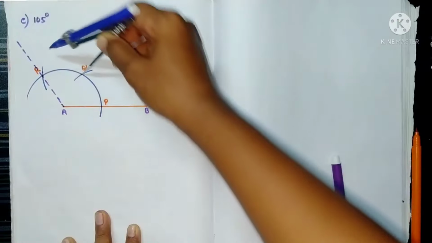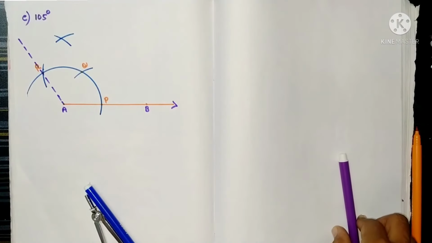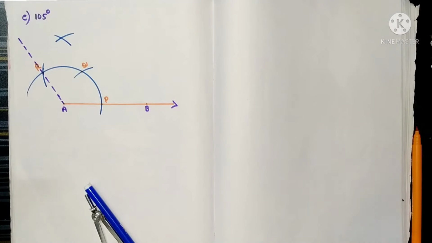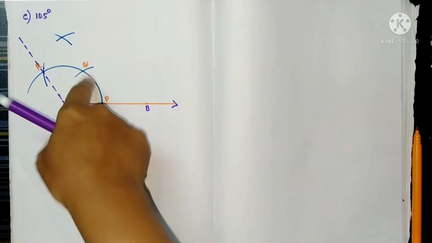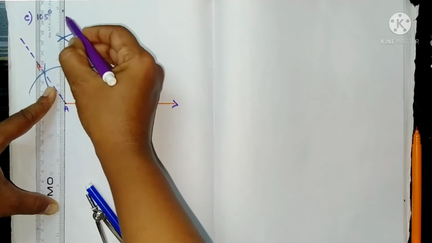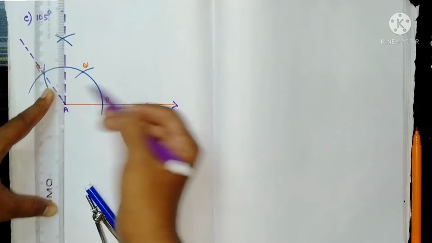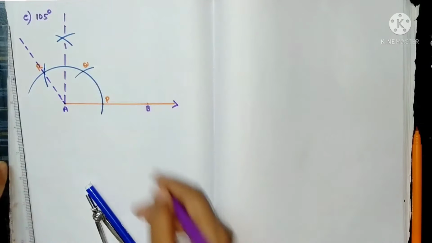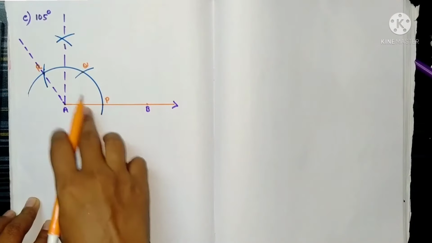Okay. So I'm taking the same radius from Q one arc and from R another arc. So this is the angular bisector of angle RAQ. So it will be 30 degrees. Okay. So now again, and this is 90.